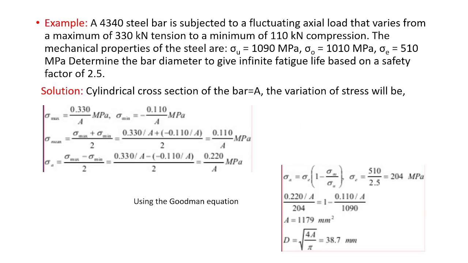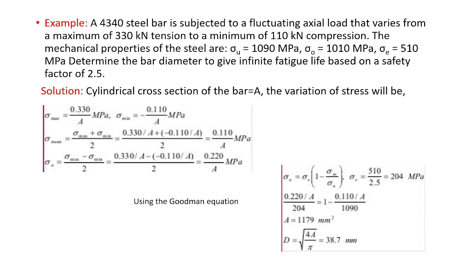So this is a small example. A 4340 steel bar is subjected to a fluctuating axial load that varies from a maximum of 330 kilonewton to a minimum of 110 kilonewton compression. The mechanical properties of the steel are given as sigma u is equal to 1090 megapascal, sigma naught is equal to 1010 megapascal, and sigma e is equal to 510 megapascal. Determine the bar diameter to give infinite fatigue life based on a safety factor of 2.5.